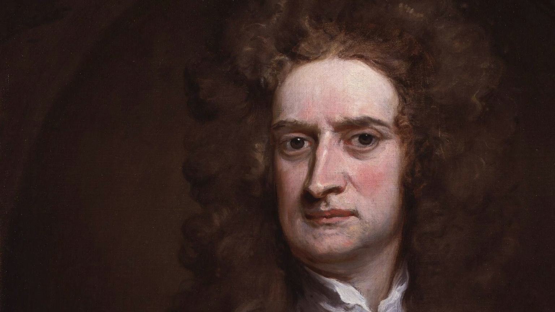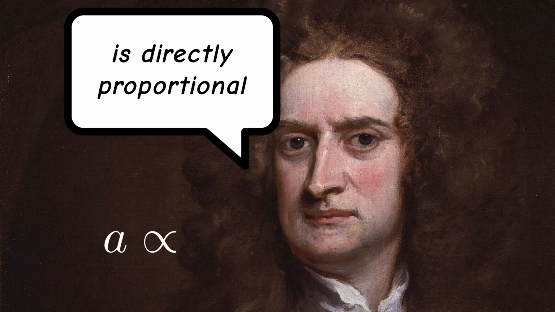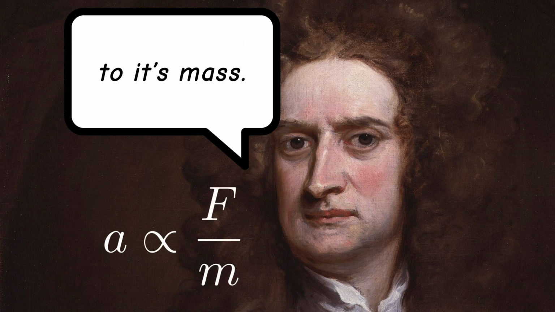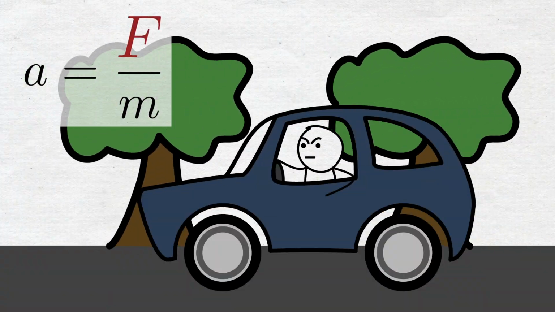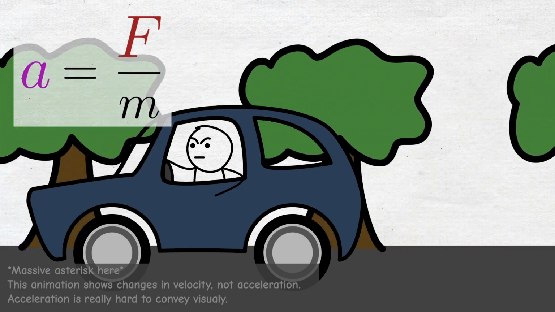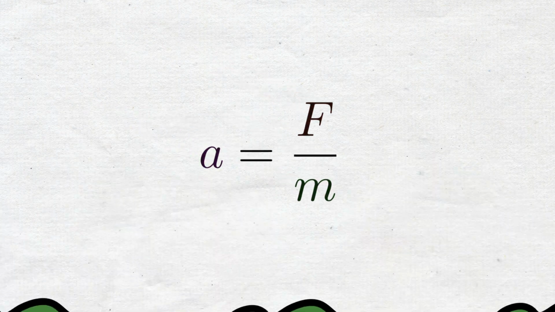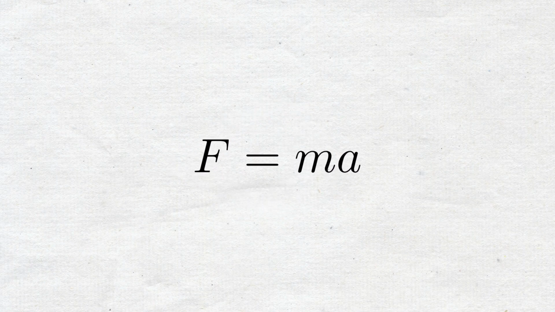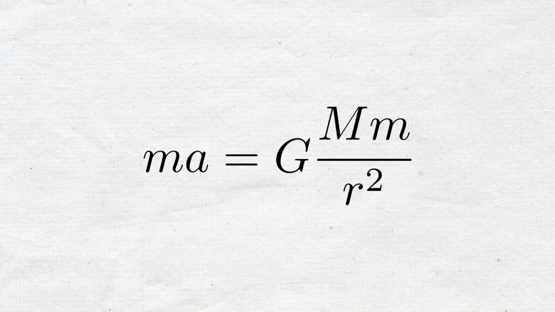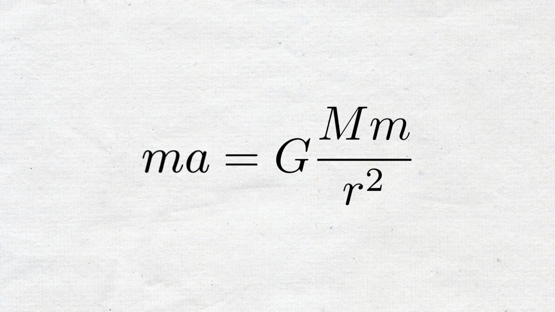That same dude in his second law told us an object's acceleration is directly proportional to the force applied to the object and inversely proportional to its mass, which means that the more force you apply to an object, the more it will accelerate. But the same force applied to a heavier object will result in a lower acceleration, but you probably know it as F equals ma. So, if we equate these equations to each other, we see that the force on an object due to gravity will be equal to its mass times its acceleration.